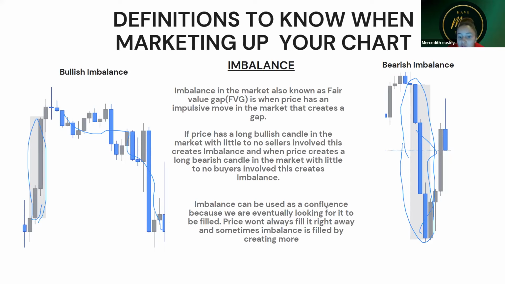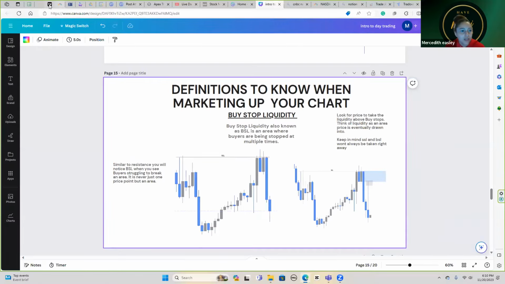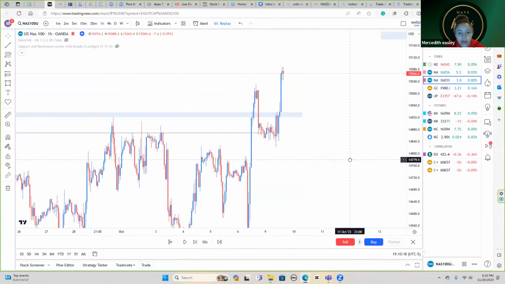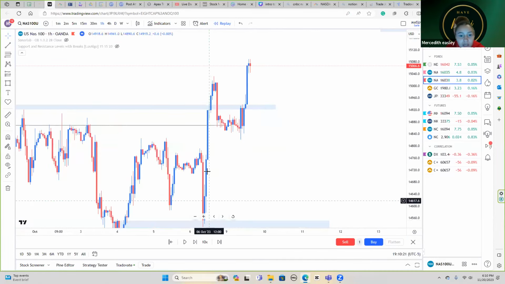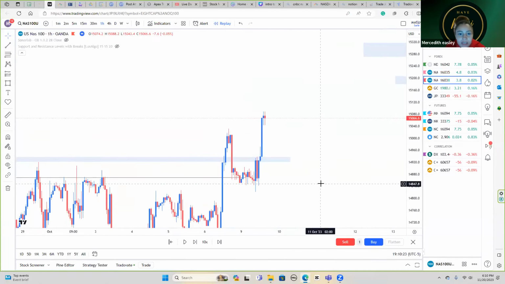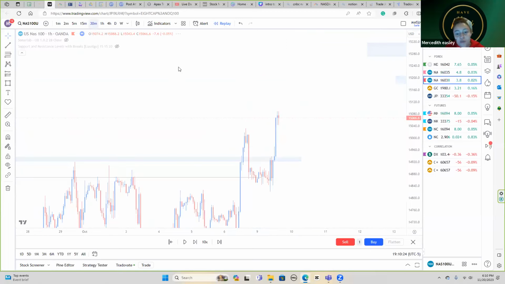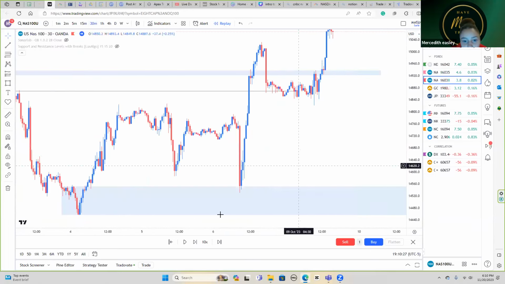Imbalance can be used as a confluence because we are eventually looking for it to be filled. Price won't always fill it right away, and sometimes imbalance is filled by creating more imbalance. So let's go back to that example here. Imbalance was literally created here, right? But it didn't completely fill it. On the higher time frames, it takes longer to fill it.